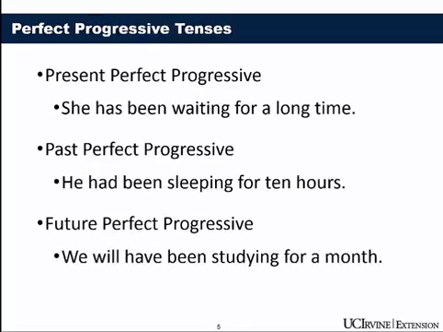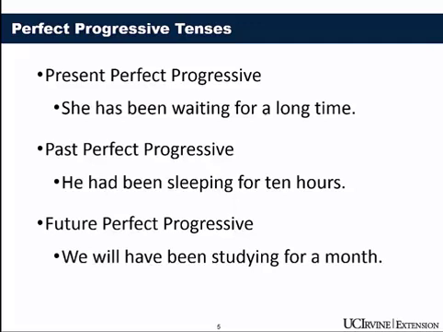Finally, we have the perfect progressive tenses, and these combine what we already learned about the perfect with what we already learned about the progressive. Present perfect progressive must have 3 parts to the verb. You need to have or has, because that makes it perfect. You need been, which is the past participle of be, because that's also part of making it perfect. And you need the ing with your be, because that makes it progressive.